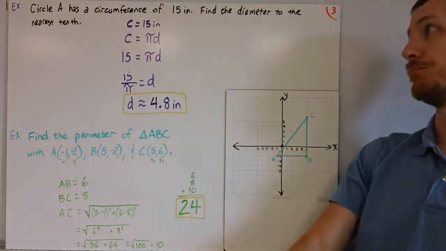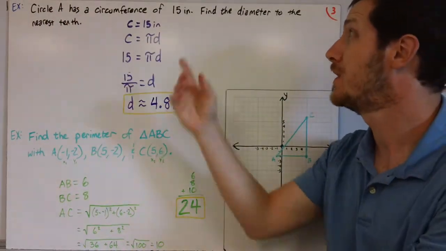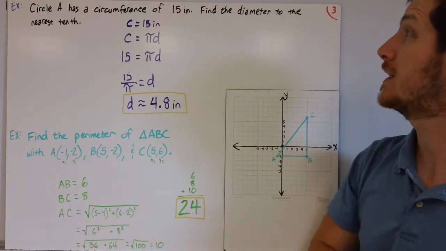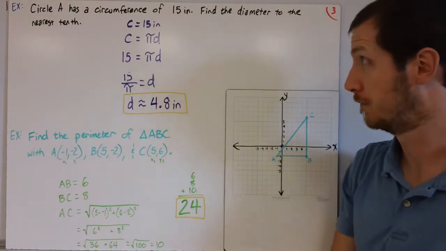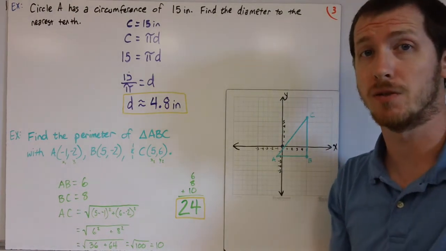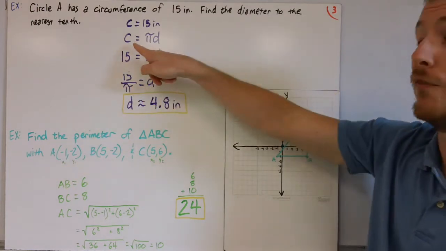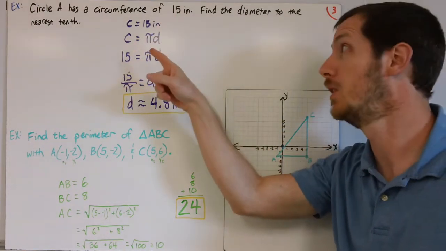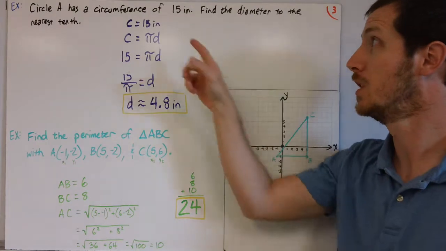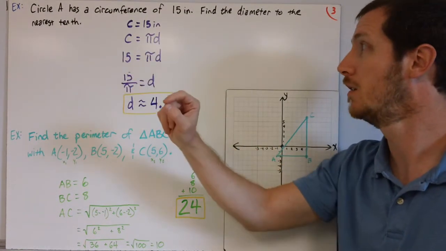Okay, another example. Circle A has a circumference of 15 inches. Find the diameter to the nearest tenth. So they give us the circumference of a circle. They want us to find the diameter. So we know the circumference. We know the formula for the circumference of a circle. It is pi d. So let's plug in what we know. That 15 substituted in place of the c.